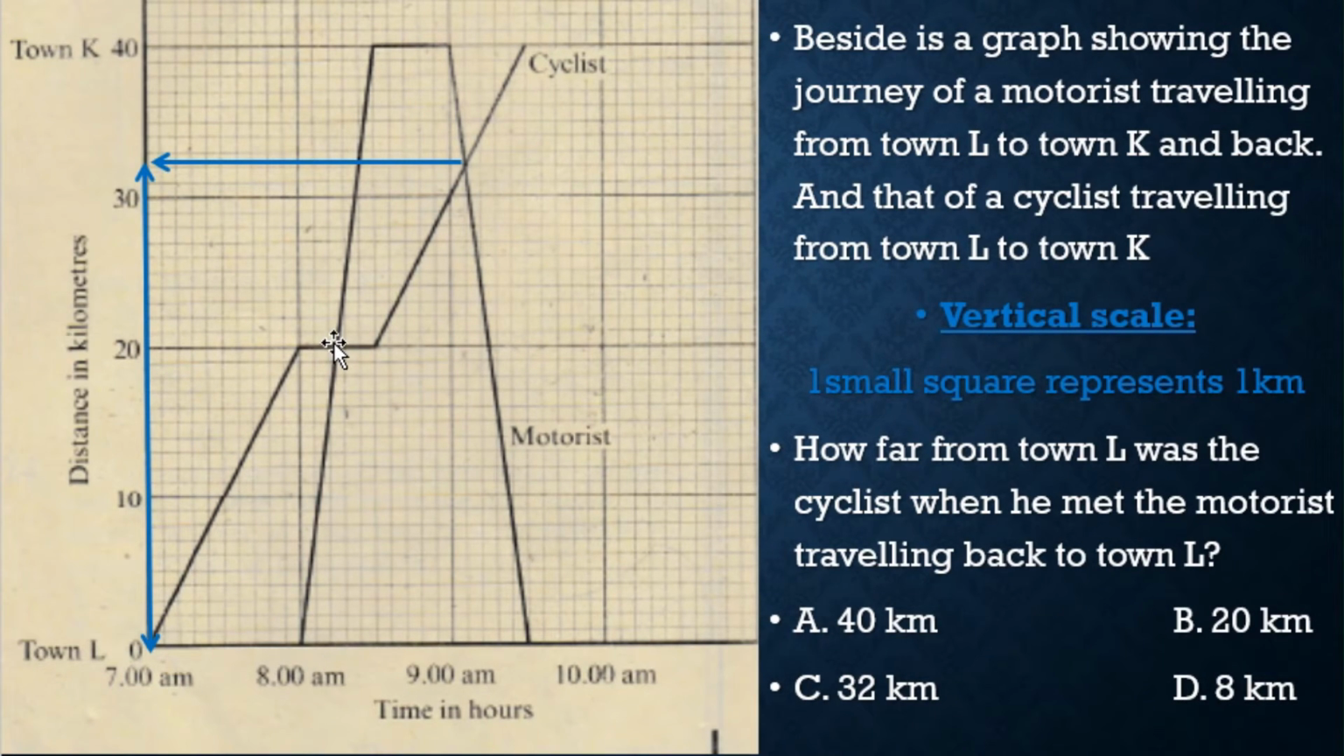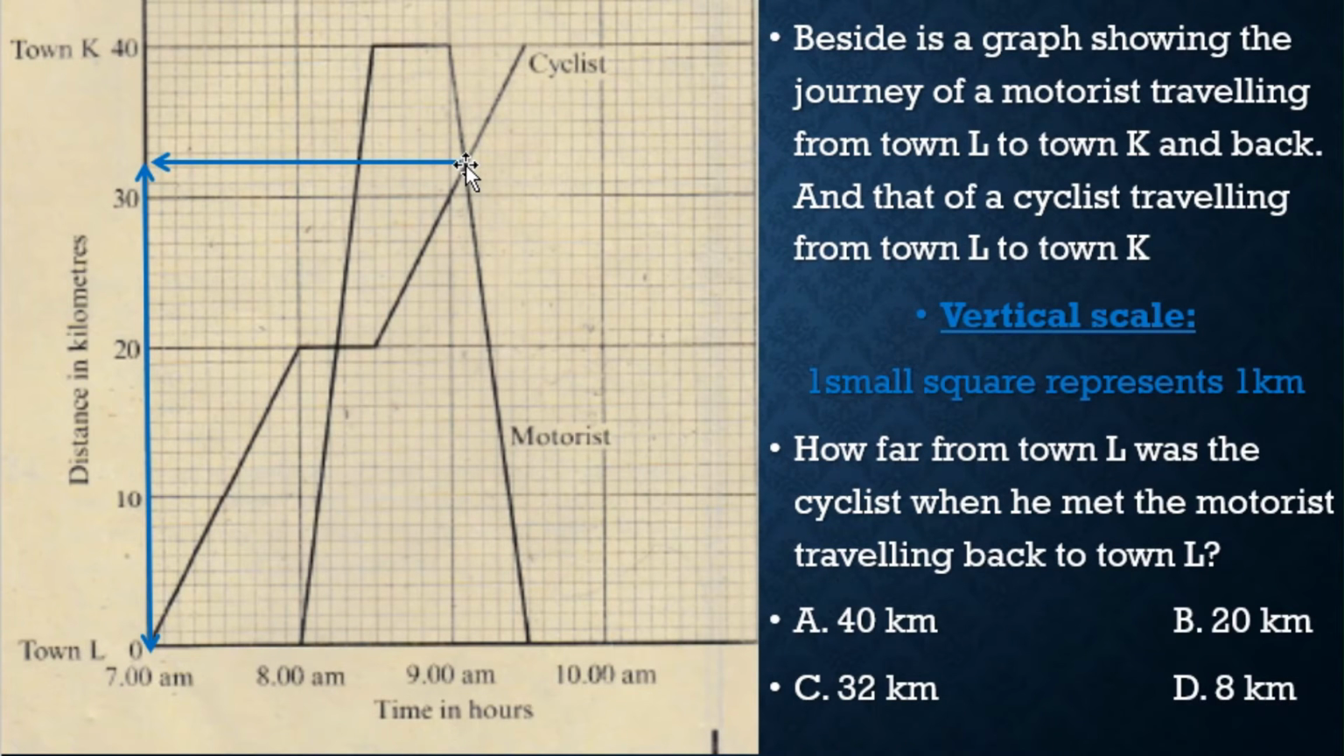So we continue with our journey. We move all the way. The motorist moves up to 40 kilometers at K, rests for 30 minutes, and starts now traveling back. That's the point we want to see, where he has met the cyclist. When he's traveling back, he meets the cyclist here, when he's now traveling back to L. L is down here. So they have met here when he's traveling back to town L. This is a very important point we wanted.